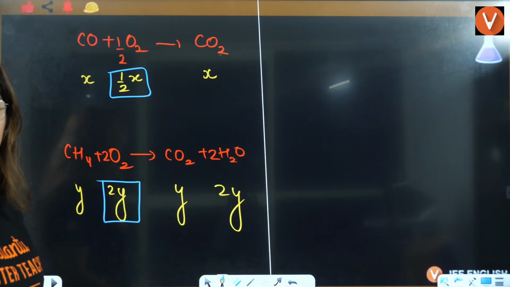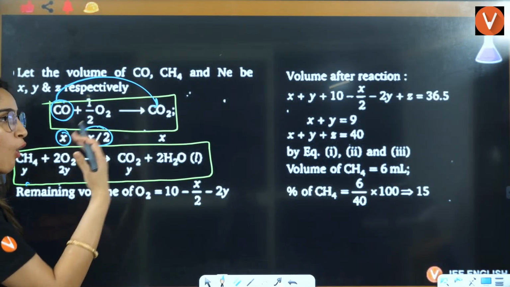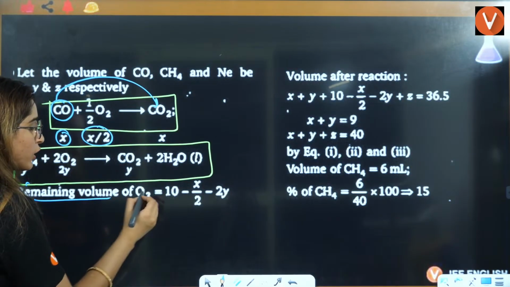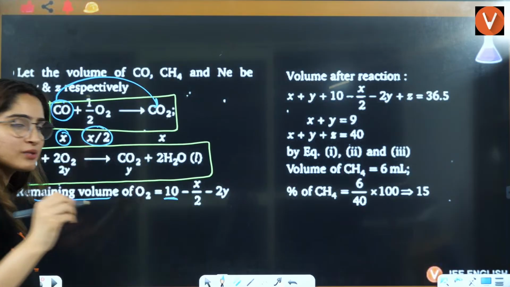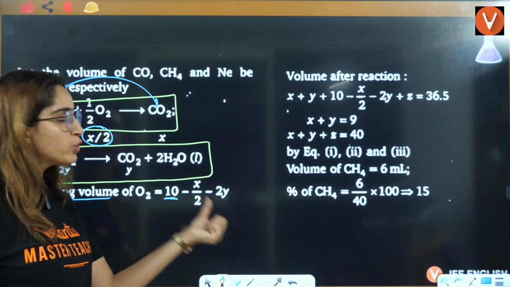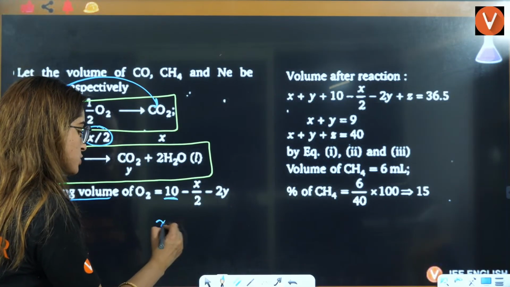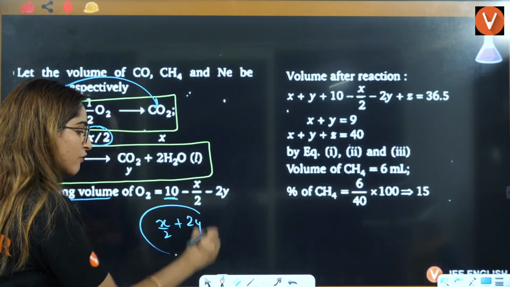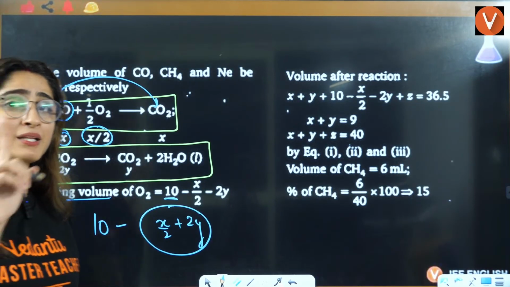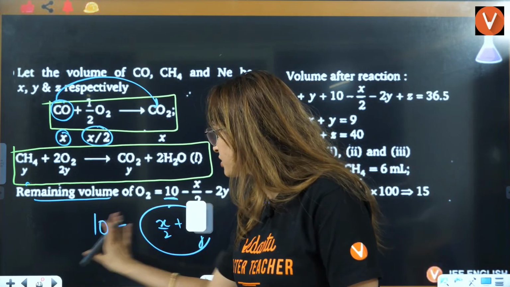This much oxygen is being exploded here. So can I say the amount of oxygen that you have consumed here? The remaining volume will be, they are saying it is exploded with 10 milliliter, and you have used X by 2 and 2Y. So X by 2 plus 2Y is what you have used, and 10 milliliter was total. So you will subtract here, and that will be the remaining oxygen, right?